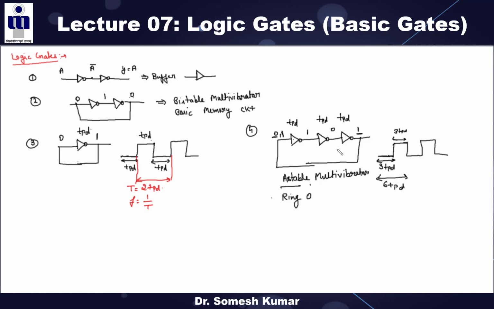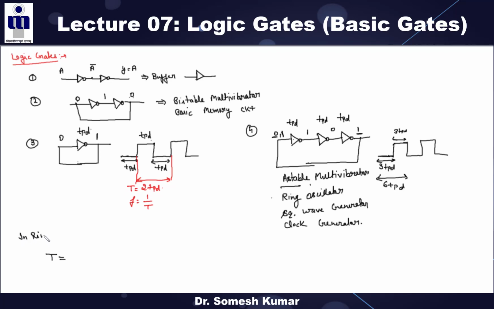This is in the form of a ring, right? Feedback is given from the output to the input. So this is also called the ring oscillator. This is also called the square wave generator, or the clock generator, because a square wave can be used as a clock. Clear? So what is the time period of the generated square wave in the ring oscillator?